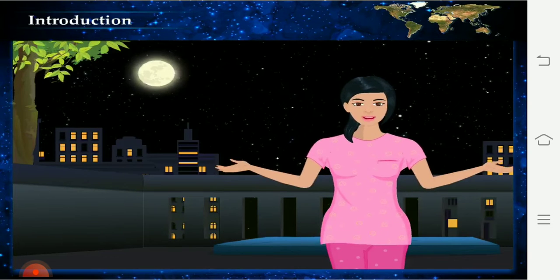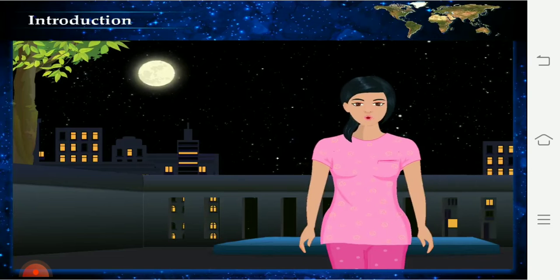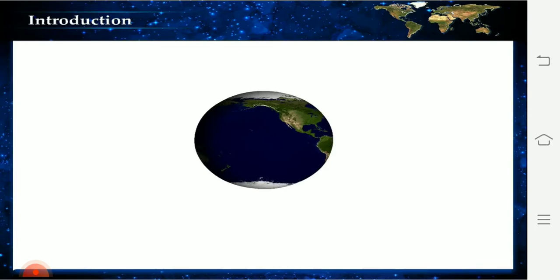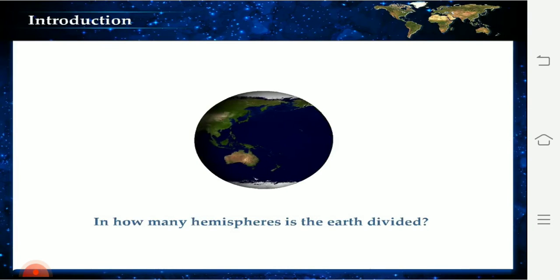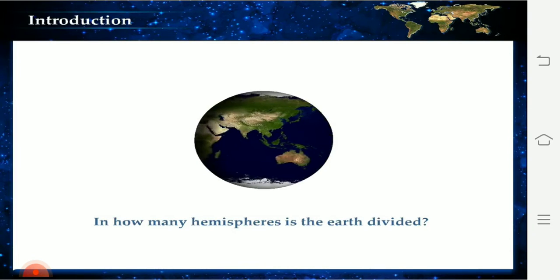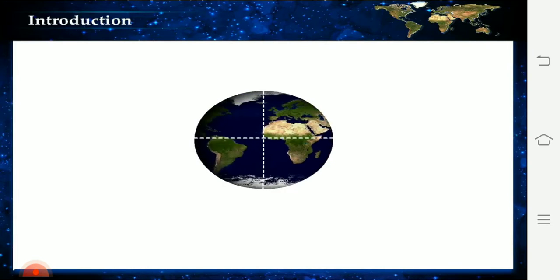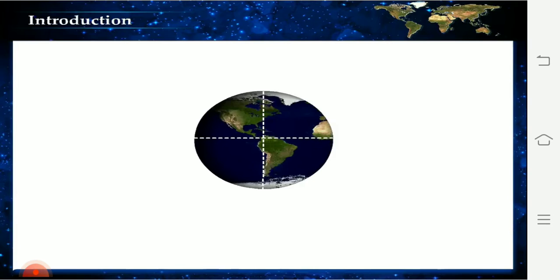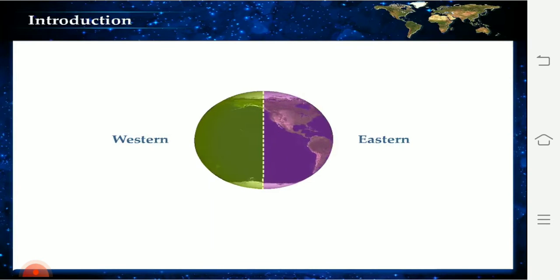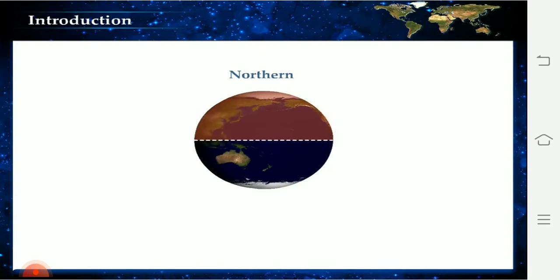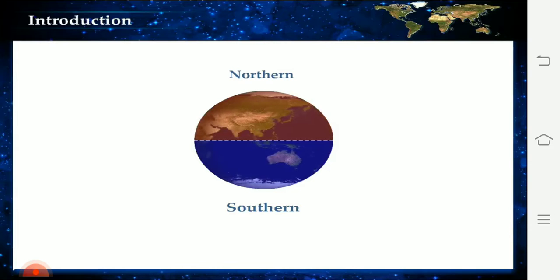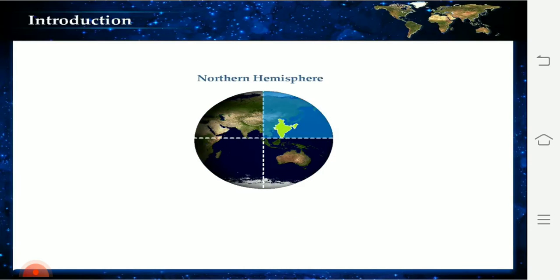Okay? So now, let's find out how much you know about the planet on which we live, that is, the Earth. So tell me, in how many hemispheres is the Earth divided? Correct. The Earth is divided into 4 hemispheres. These are Eastern, Western, Northern, and Southern hemispheres. India lies in the Northern and Eastern hemisphere.